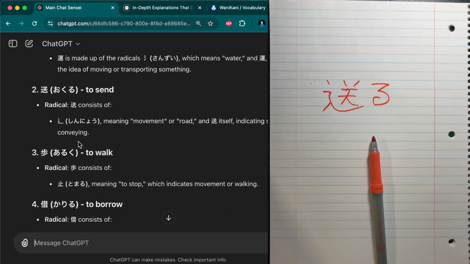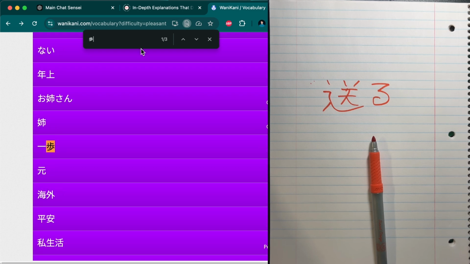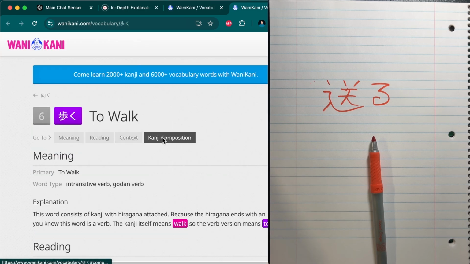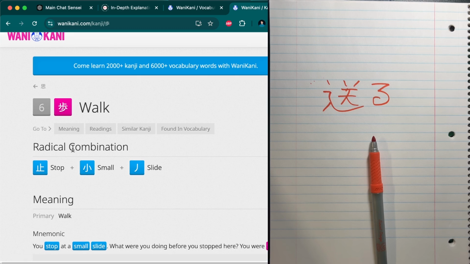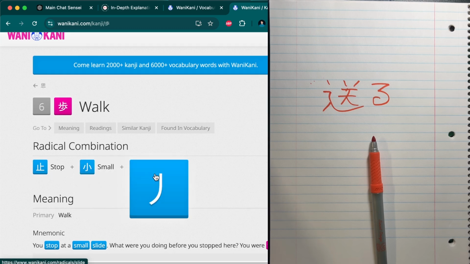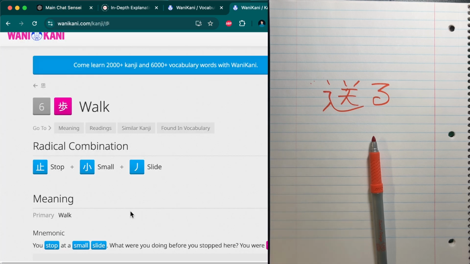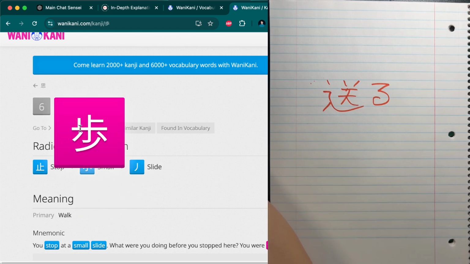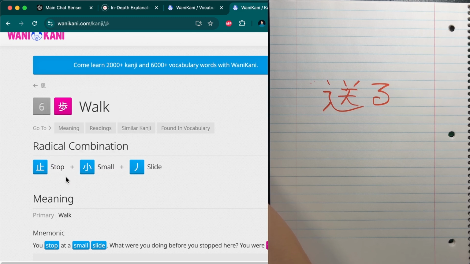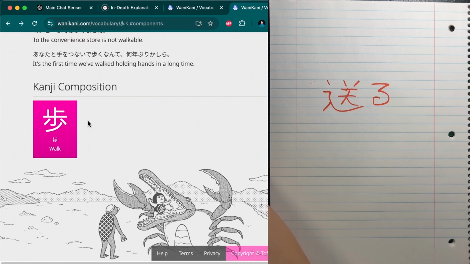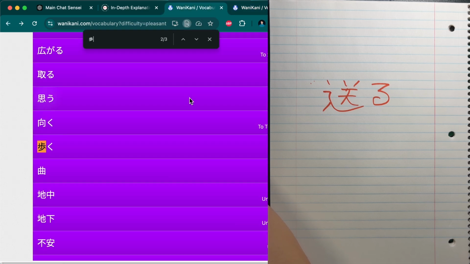So we have aruku. Let's break down the radicals. All right, we found it. Let's go to the kanji composition. There's stop in it. There's also small, and there's also slide. I'm kind of curious, what does sukunai look like? Because yeah, it looks like that, which is exactly that. Sukunai means little, like very little, or the amount is little. So small and slide. But tomaru is helpful because it does make me think of a person who stops walking. But now I'm curious what they say about sukunai.